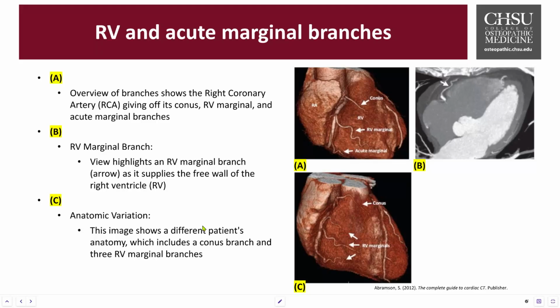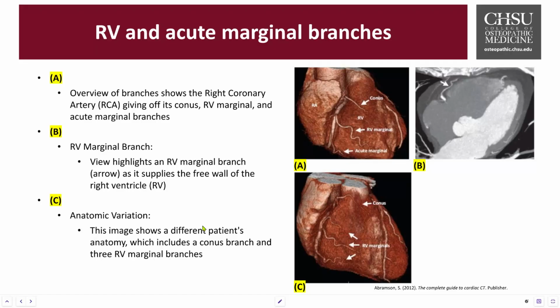So these images are derived from CT angiography. In letter image A, this gives an overview showing you the RCA giving off several branches: the conus branch, which oftentimes supplies the top part of the right ventricle's outflow tract, the RV marginal, and also the acute marginal branches, which run along the right ventricle's free wall. In letter B, you can see very clearly in a CT scan the three-dimensional view that highlights the RV marginal branch supplying that free wall.